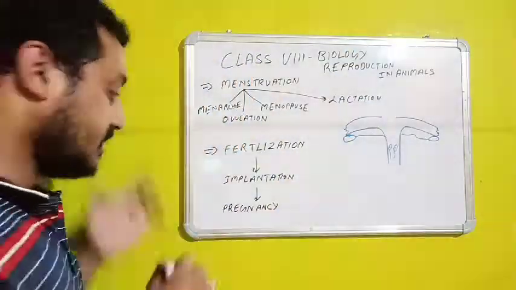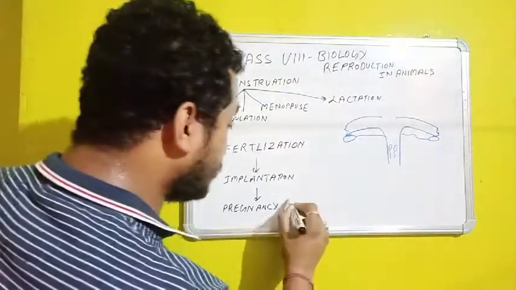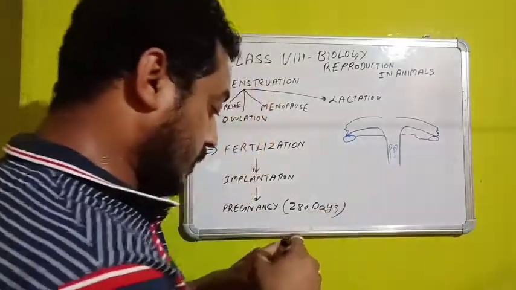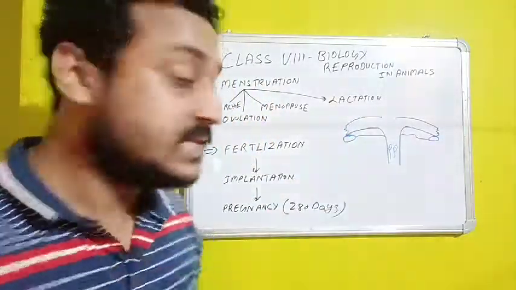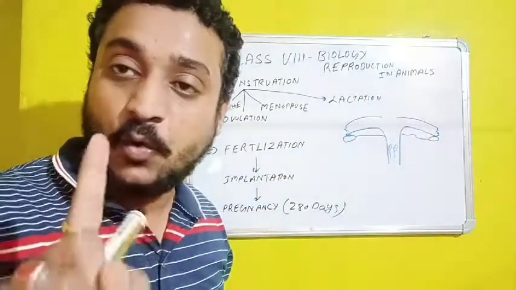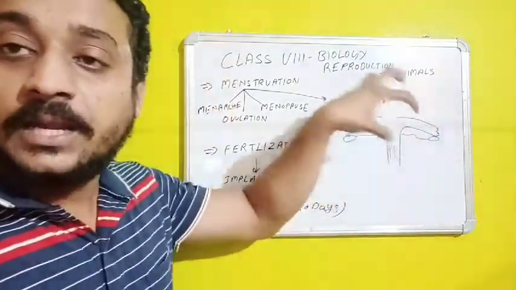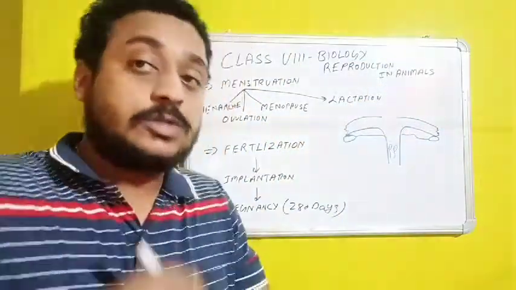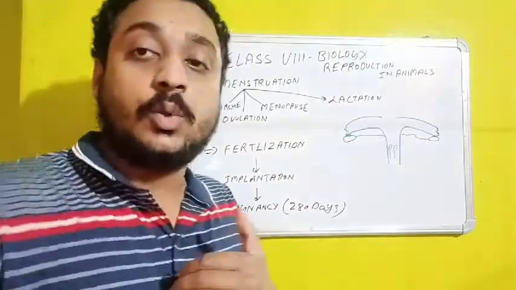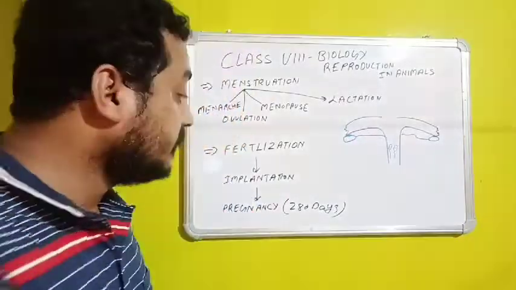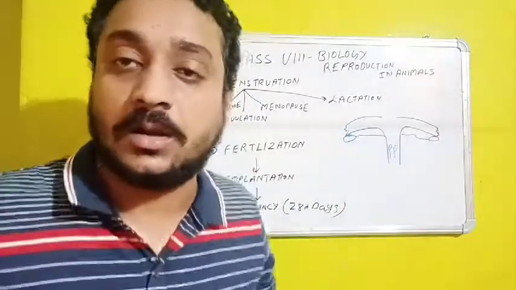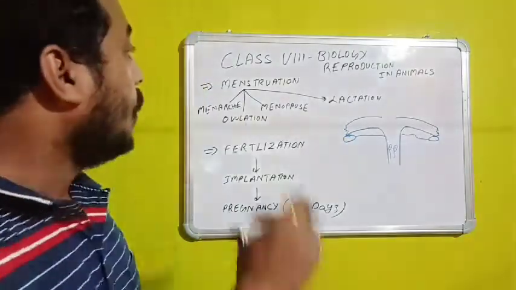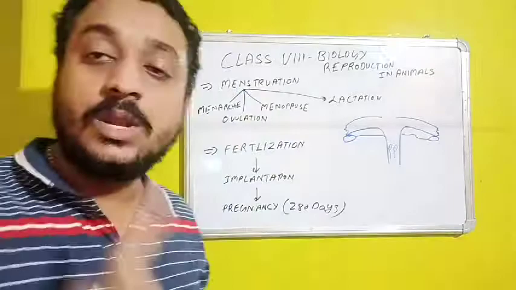Now, pregnancy is a 9-month period, or we can say a 280-day period, when the ovum which was once fertilized is now implanted into the uterus. That fertilized ovum will slowly grow into a zygote, and then slowly grow into an embryo. And after 9 months, a human baby will be delivered, either a boy or a girl. That is what happens.